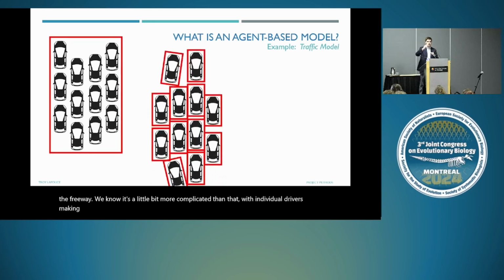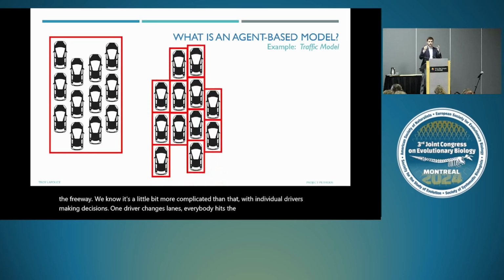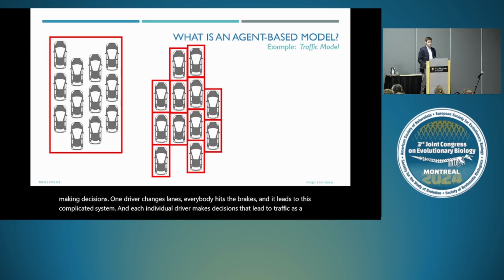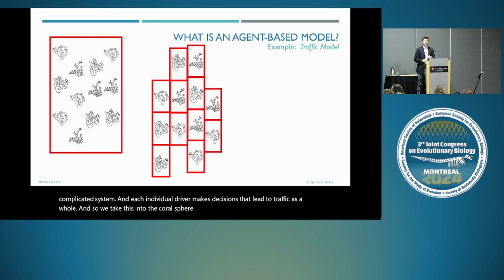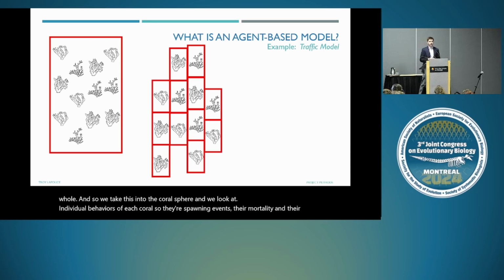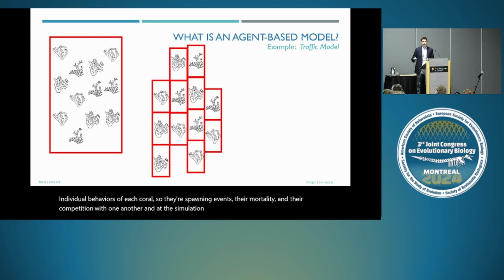One driver changes lanes, everybody hits the brakes, and it leads to this complicated system. Each individual driver makes decisions that lead to traffic as a whole. And so we take this into the coral sphere and look at individual behaviors of each coral, so their spawning events, their mortality, and their competition with one another. And at the simulation of the micro level, we get a better picture of the macro level.